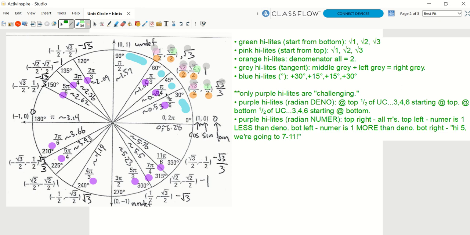Now, keep in mind the only so-called challenge is how to memorize the purple highlights, which are these radian fractions right here. That is the only challenge. Everything else is very straightforward. So let me line these up over here. Let's get a couple things squared away.